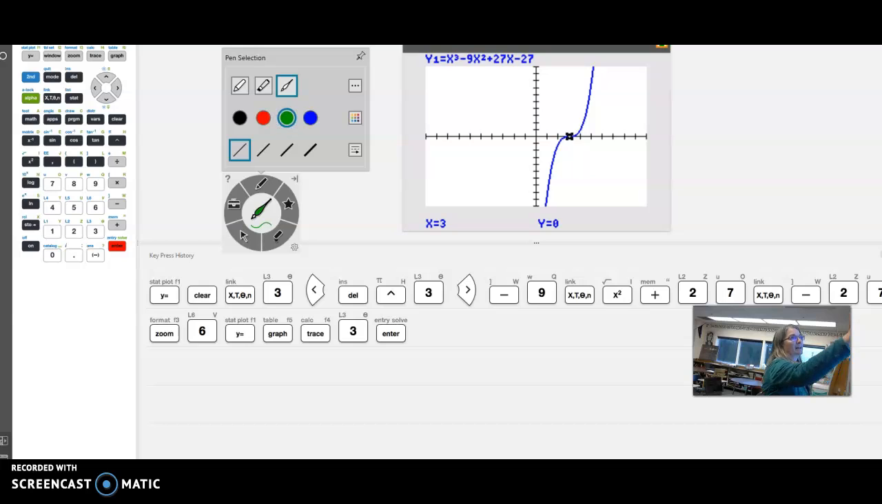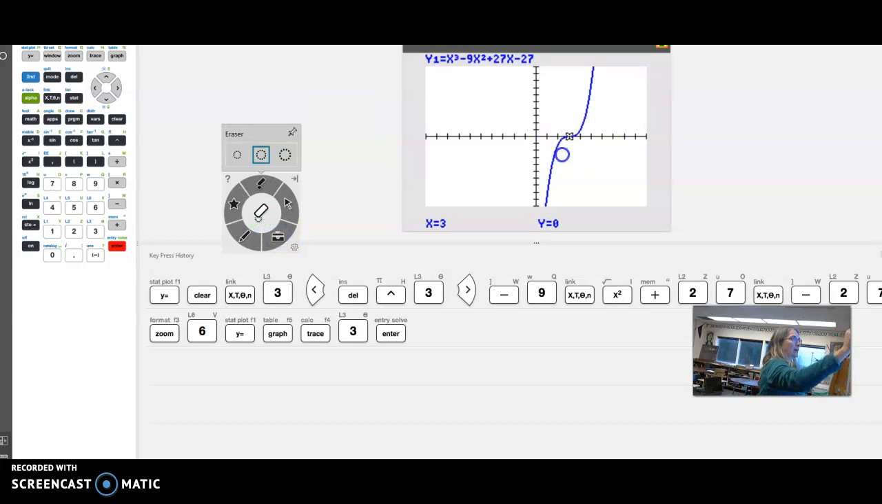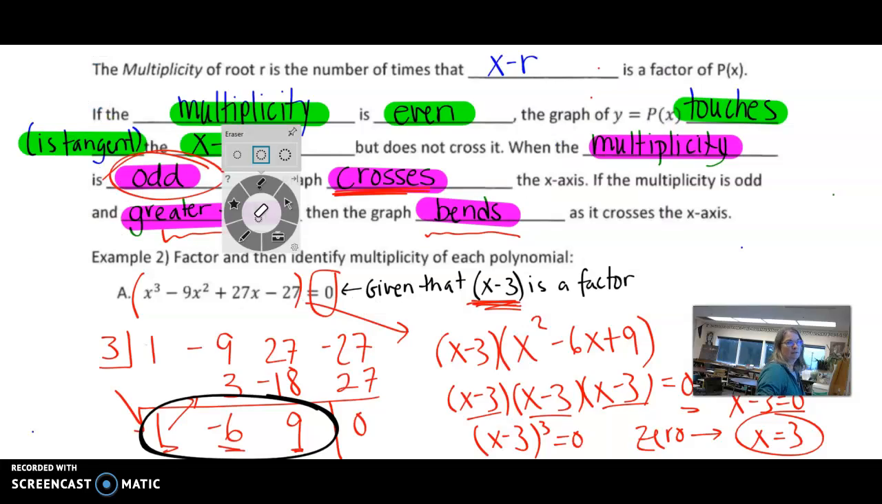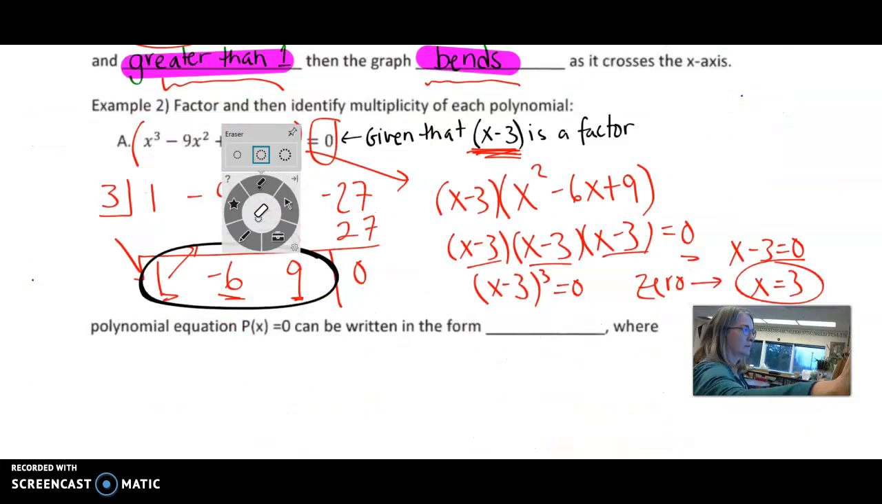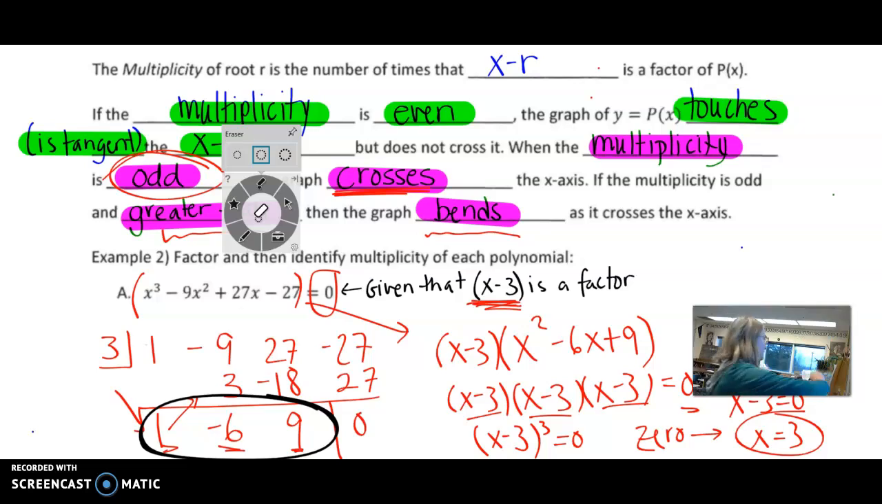So if you get a multiplicity of 3, 5, 7, when it crosses through, it's going to end up with that little bend in there. Okay, so let's do the next problem.